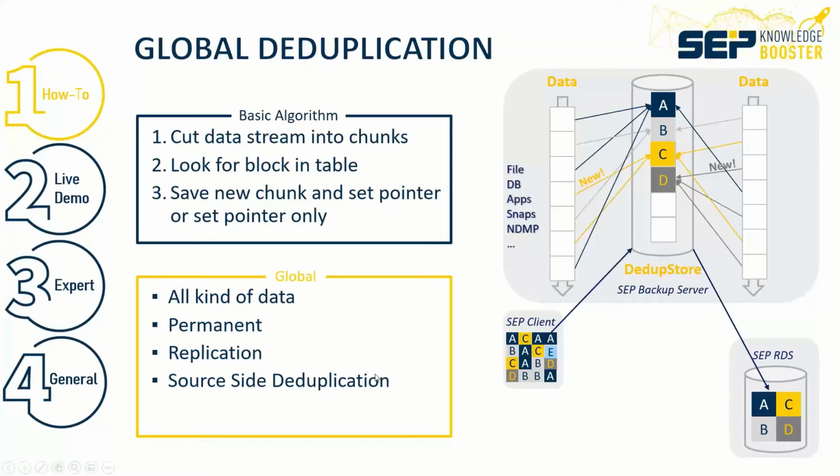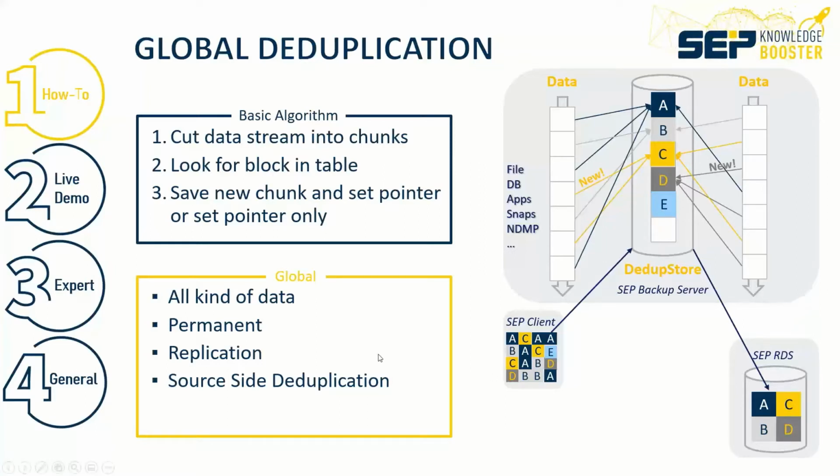Then we have the source side deduplication, and this also works on this global dedup store. We have a lot of data on the client, and if these blocks of data are already there, like the ABCD, only the new data, the new blocks will be transferred, like the E, and only the new block will be stored in the dedup store on the backup server. So this is the source side deduplication.